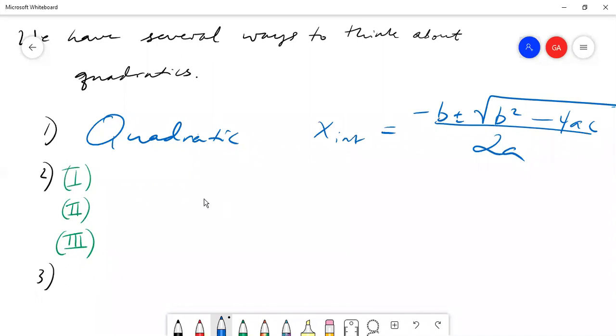Then we talked about 3 special cases, and I had written those in green, and that's why I've used green here. Can anyone remind me what those 3 special cases of quadratics are?